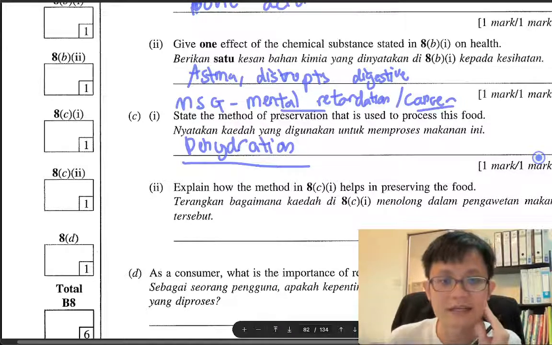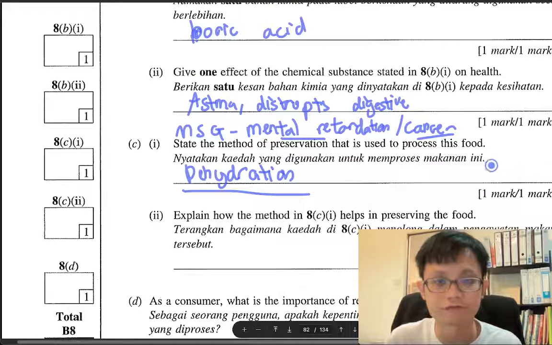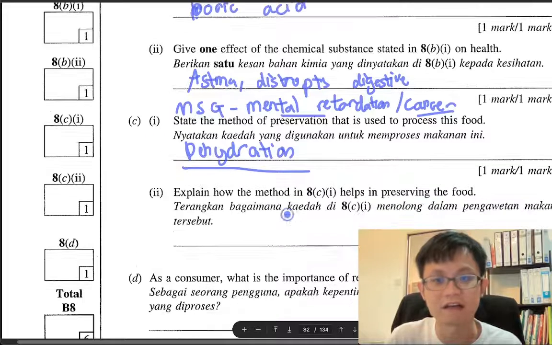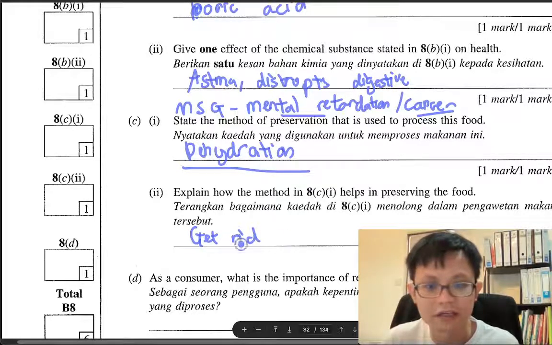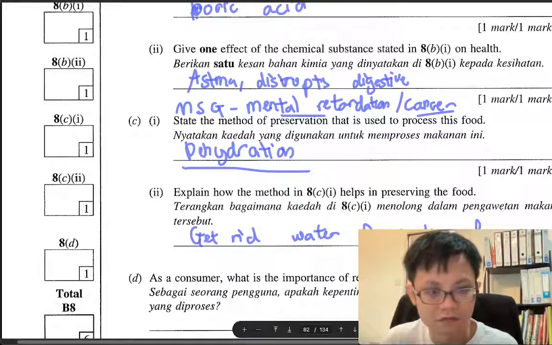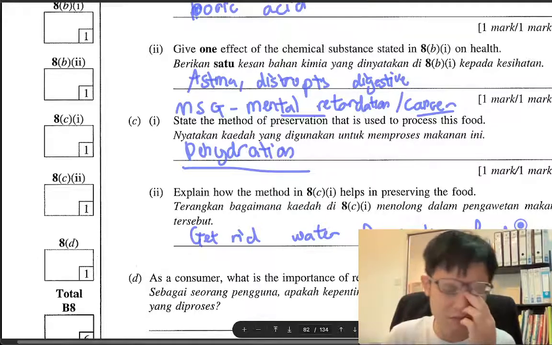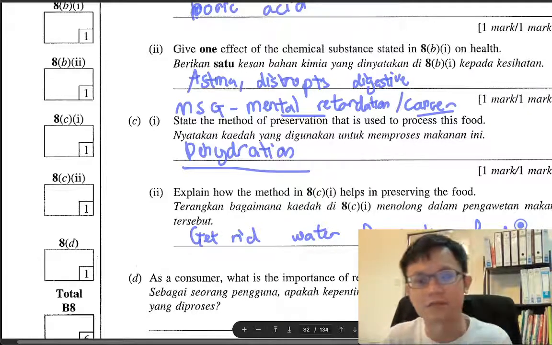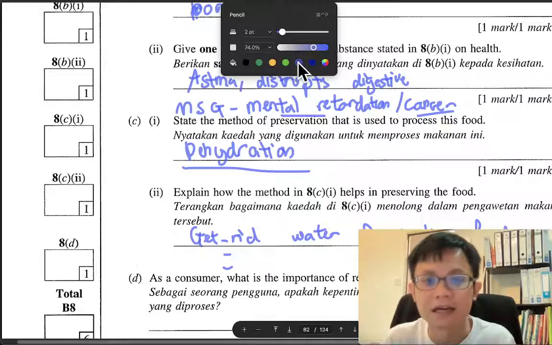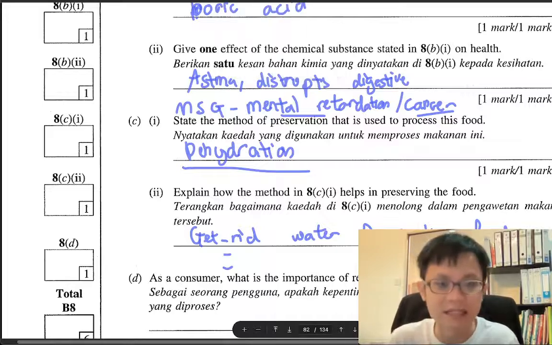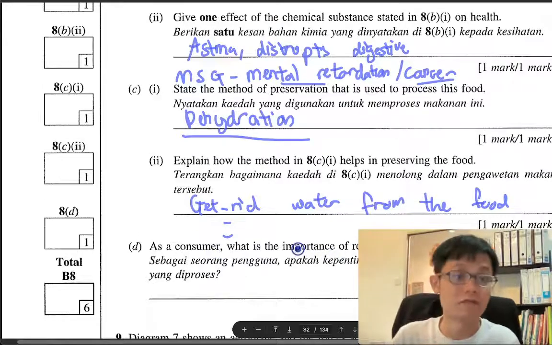Explain how the method 8C1 helps in preserving food. 8C1 is dehydrated. How does it help to preserve food? Water, yeah. So it will get rid of water, or withdraw the water. It gets rid of water from the food, or you can say withdraw the water, or take the water out from the food, whatever terms you want to use, up to you, as long as the examiner understands that you understand that it just takes the water out from the food.